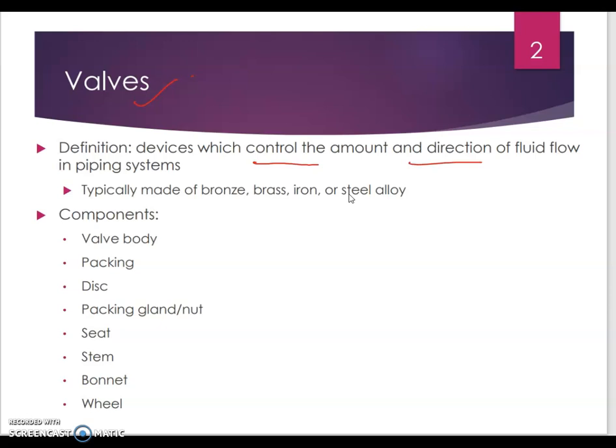Usually, the valve is made of bronze, brass, iron, and steel alloy. We use these materials for the valve to make sure it does not corrode easily. The components inside the valve are the valve body, packing, disc, packing gland, nut, seat, stem, bonnet, and the wheel. So this is basically the components inside the valve.